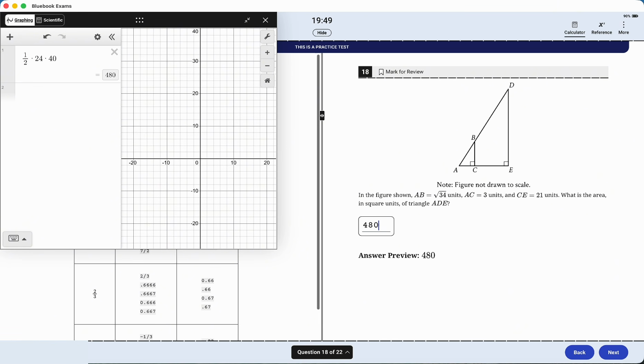So I hope that made sense. I wish I could draw it out. It'd look a lot better, but that's kind of it. So 480 would be our answer.